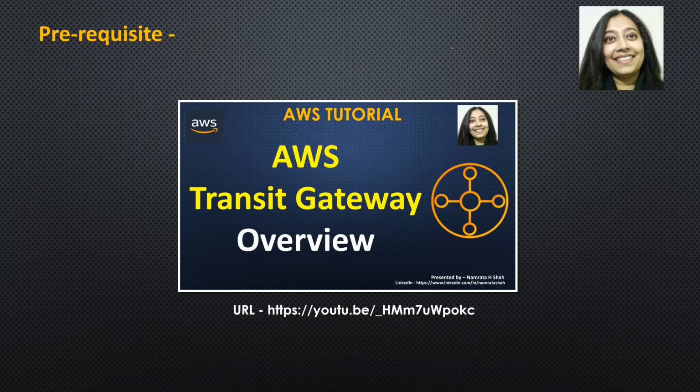Prerequisites. Prerequisites for this hands-on lab is knowledge of AWS Transit Gateway service. If you do not know this service, then pause this video right here. Go and look at this overview tutorial. The URL is mentioned right here. Again, I will have it mentioned in the description of this video as well. Watch this tutorial, it's a short tutorial, and then come back and continue with this hands-on lab.